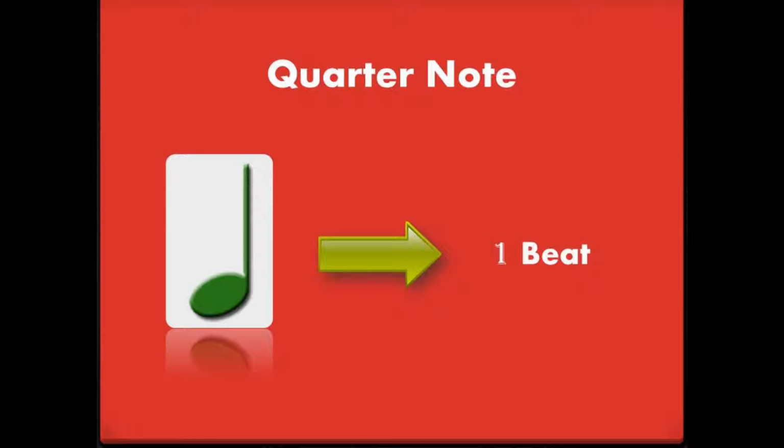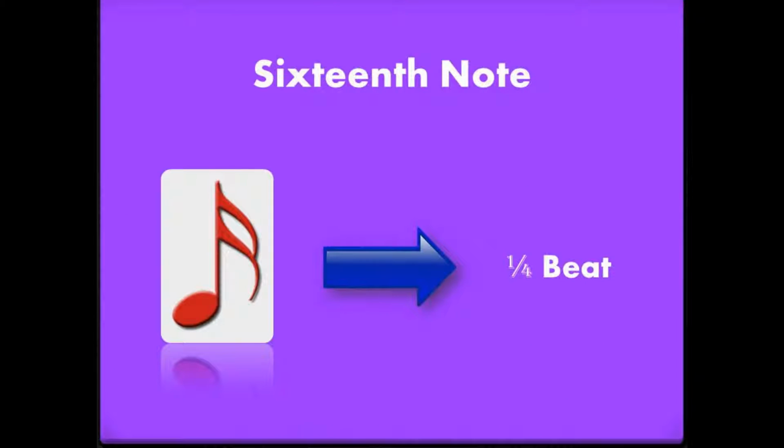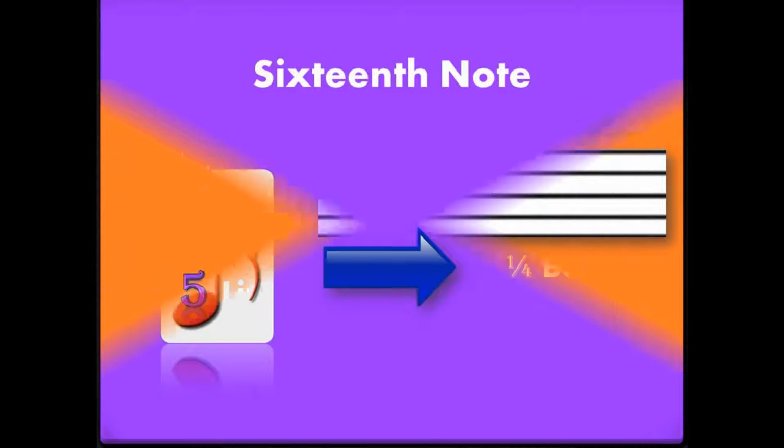Then there's the quarter note. A quarter note is worth 1 beat per measure. Next is the eighth note. An eighth note is worth half a beat per measure. And lastly is the 16th note. A 16th note is worth 1/4 beat per measure.